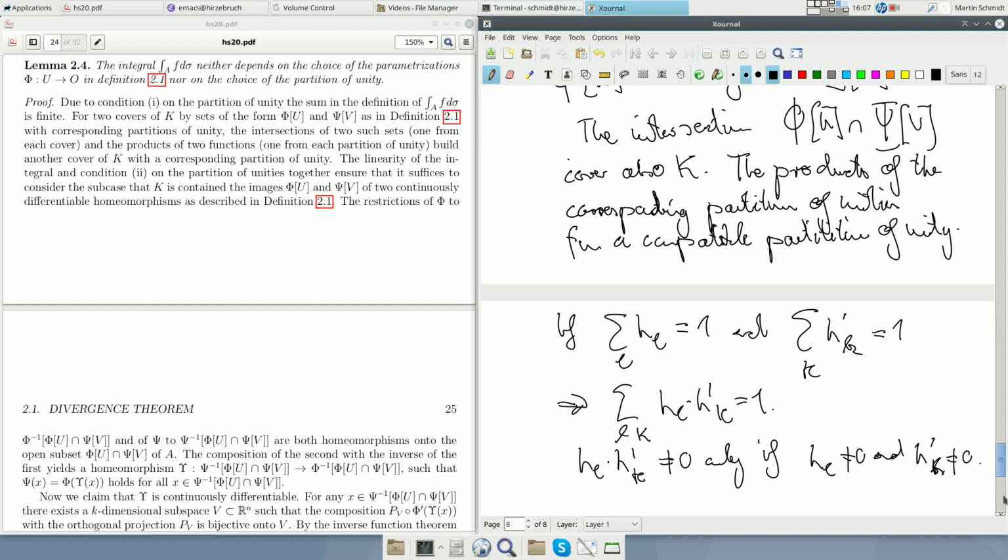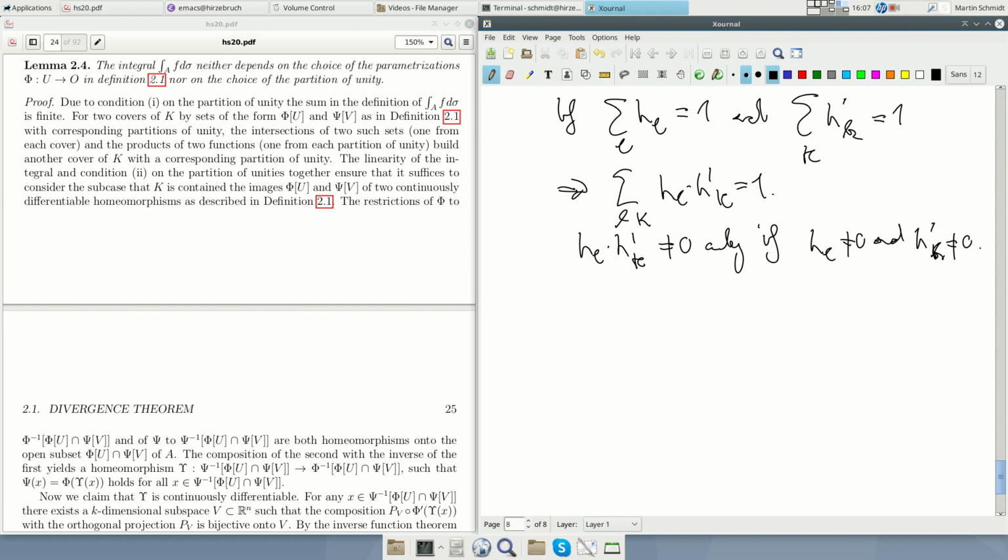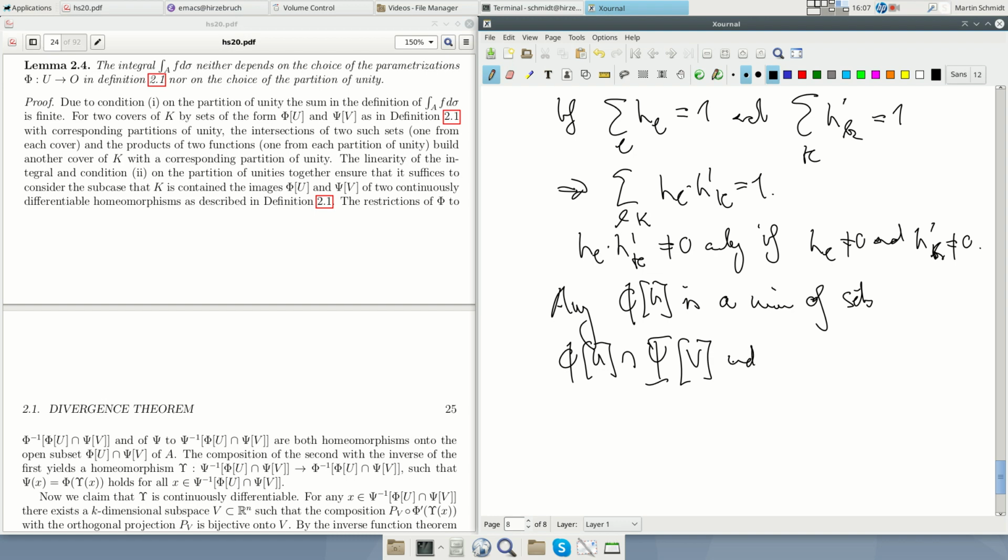So from two given data, we construct a third one, such that any phi of U is a union of sets phi of U intersecting with psi of V, and also any psi of V is a union of such sets.